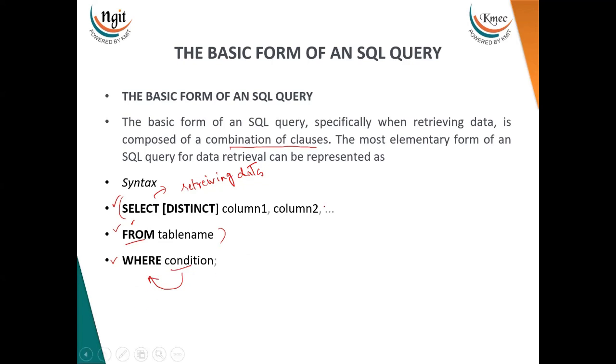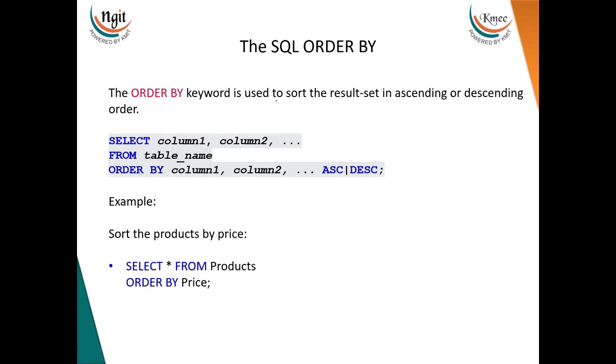Now let us move on to the next slide. Here we have SQL order by. Order by is a keyword used to sort the result set in ascending or descending order. The name itself specifies it: whenever you get values for particular column names and you want to sort them in some order, you have to make use of the order by clause, either in ascending or in descending order.